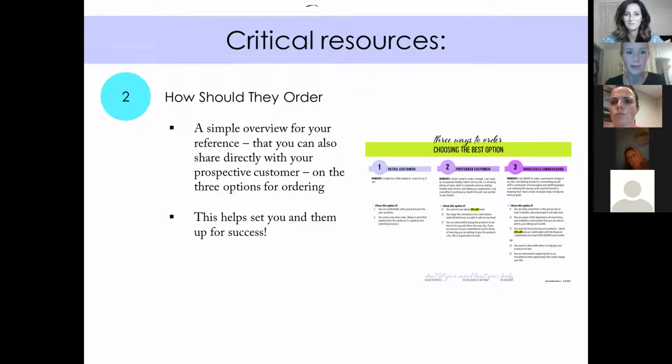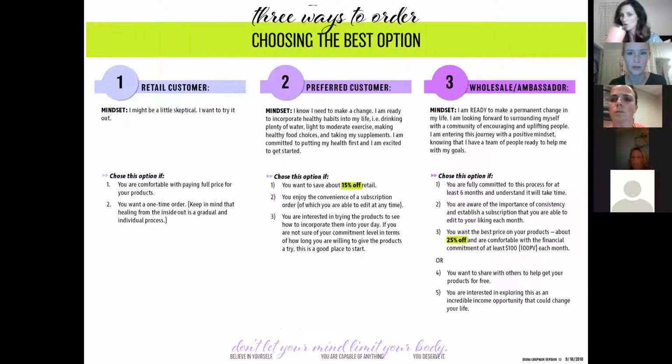The next one is what I just referred to, how folks should order. You can share this with your prospective customer, the 3 options for sharing. It sets you and them up for success because you're finding the right fit from the start. So this is a glimpse of what that looks like: the retail customer, preferred customer, and wholesale/ambassador options.